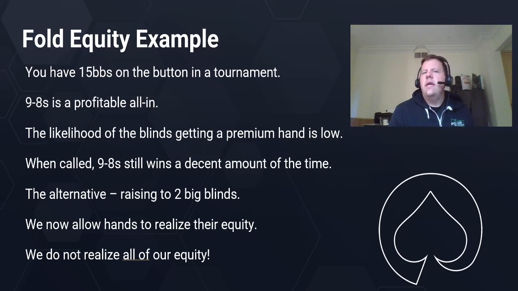And sometimes a better way to think about why you should shove with 9-8 suited is, and we're going to look at the math here in a second of why you should shove, but another way to think about it is look at the alternative here. Let's say the alternative is you raise to 2 big blinds. So now we allow the big blind to realize their equity. So let's say the opponent has king 8 in the big blind. If you shove for 15 big blinds, they're going to fold king 8, right?